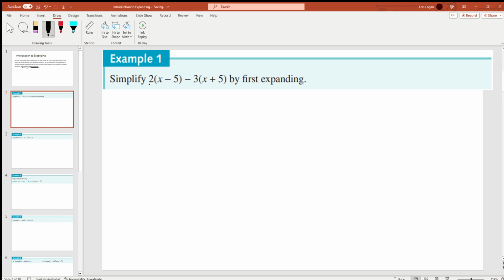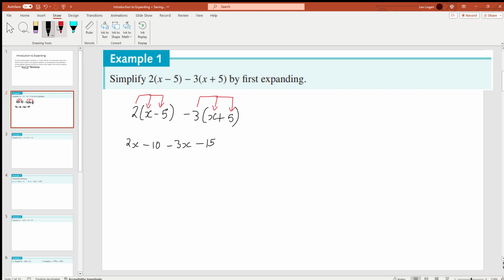So simplify the following expression by expanding first. First we expand and then we add any like terms together. So what we do is literally just what we did there. So 2(x minus 5) minus 3(x plus 5). And all we've got to do is expand both the brackets. So 2 times x, then times negative 5, and then minus 3 times x, and positive 5. So what we're going to get here is 2x minus 10, and then we're going to get minus 3x, and then we're going to get minus 15.